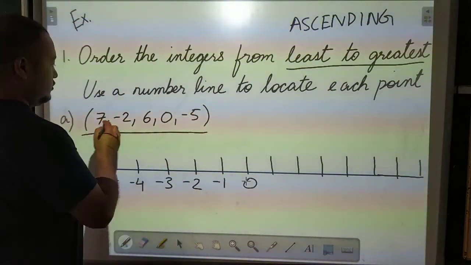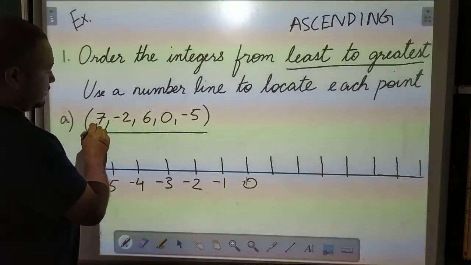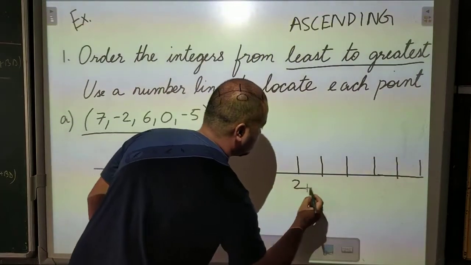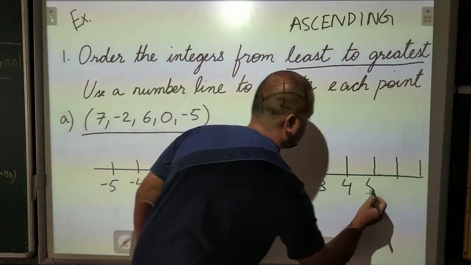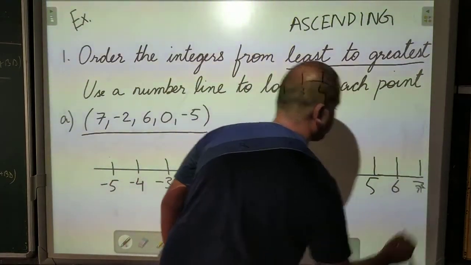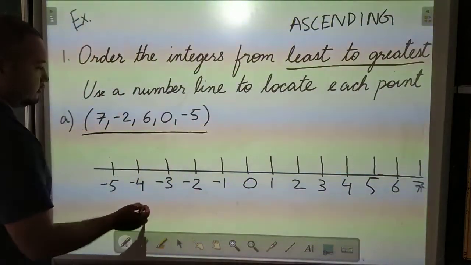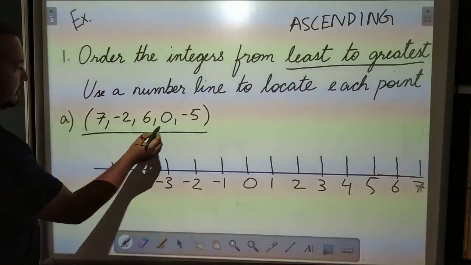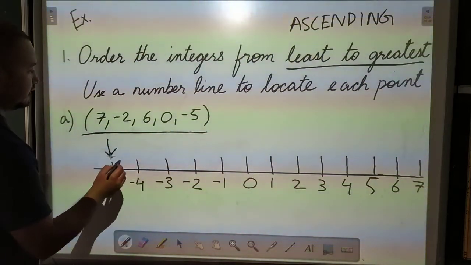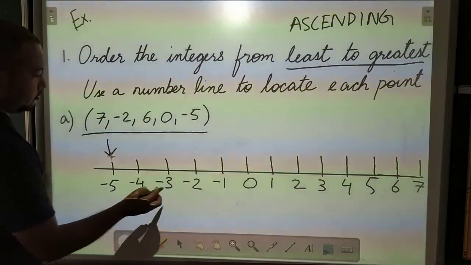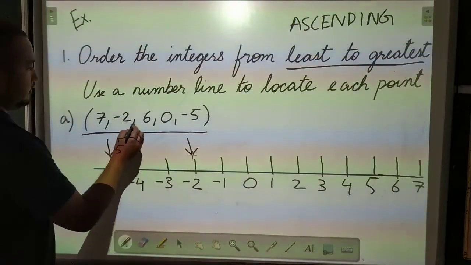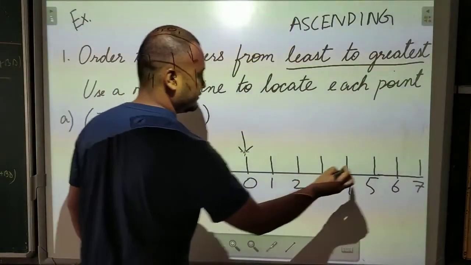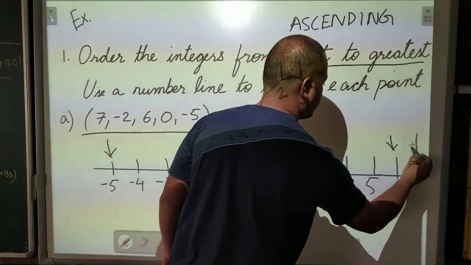And then, which is the biggest positive number? It is 7. So go up to 7. 1, 2, 3, 4, 5, 6 and 7. Now you just have to identify or point these numbers, okay? So we have minus 5, so you write it here, point it. Minus 2, then 0, then 6, and then 7.